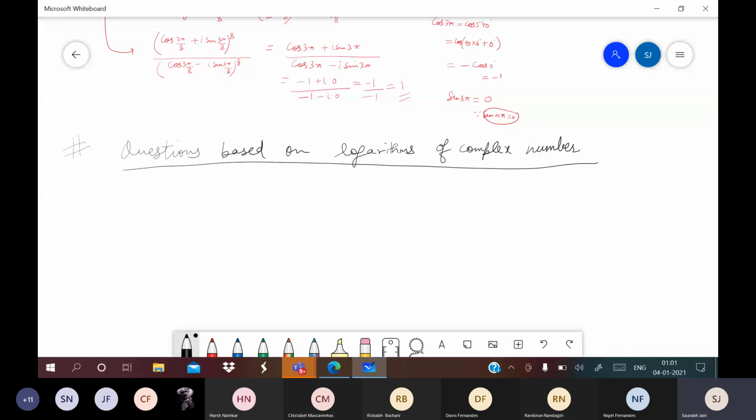So first we are discussing the logarithm of a complex number. See what type of question they ask. What type of question they ask? Like for example, the question is: find the value of... This is a very important question. Okay. Find the value of z equals iota to the power iota. Okay. z equals iota to the power iota.